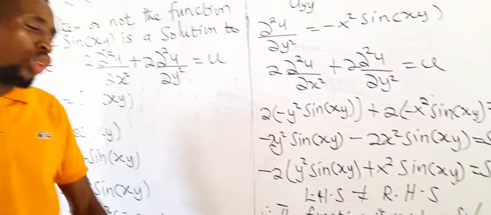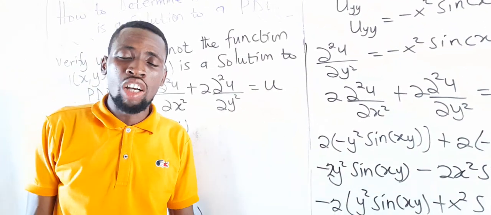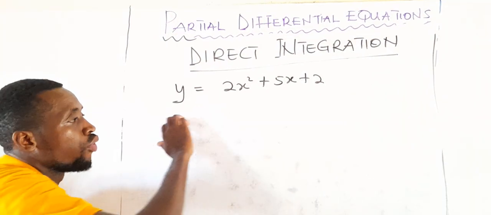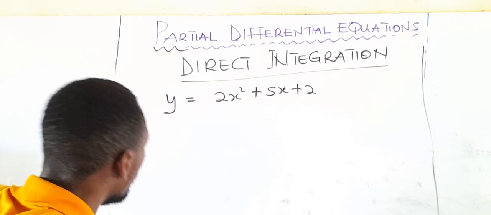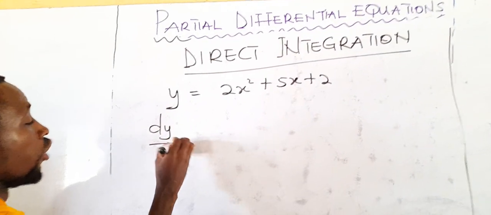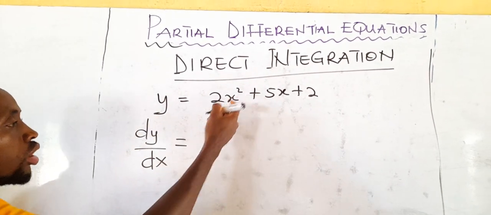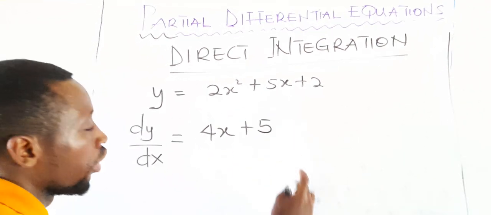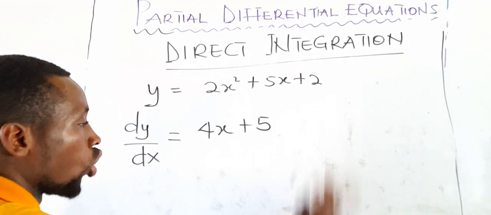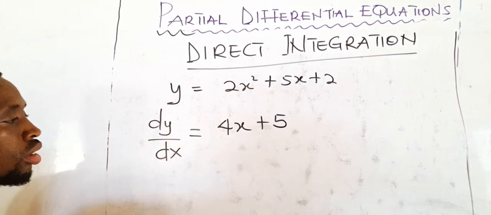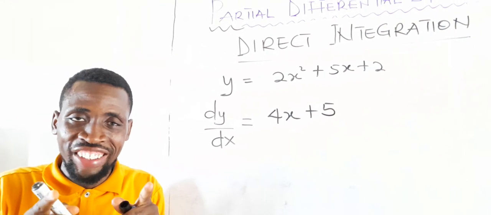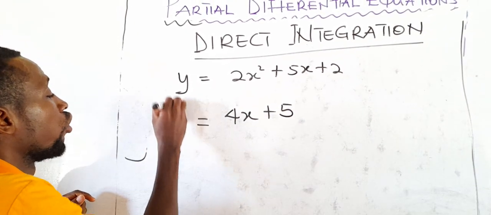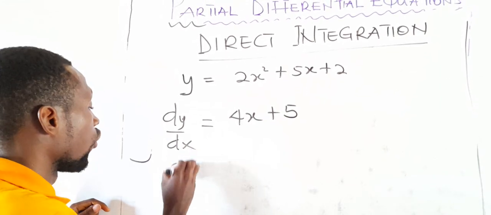The next thing is that I will introduce you to direct integration for you to get that concept too. Okay, so remember, when we have a function like this, and we are asked to find the derivative dy by dx from calculus 1, we can differentiate this: 4x, then plus 5. Remember, the differentiation of the constant is 0. Then we need this function back. What do we need to do? Okay, we need to integrate, right? Yes, so let's integrate.